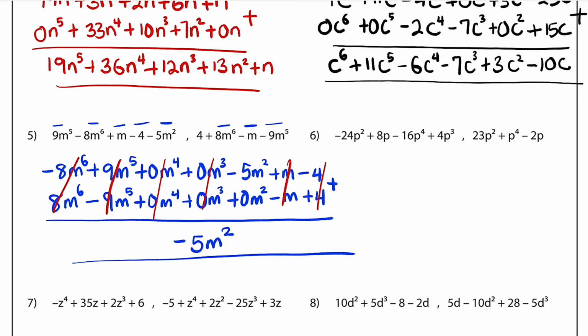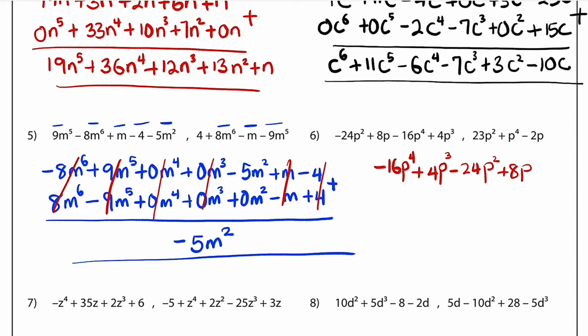Then let's take the other one, which is question number 6. Our first polynomial is of degree 4. So let's start with negative 16p to the power of 4. Then plus 4p to the power of 3. Negative 24p to the power of 2. Plus 8p.